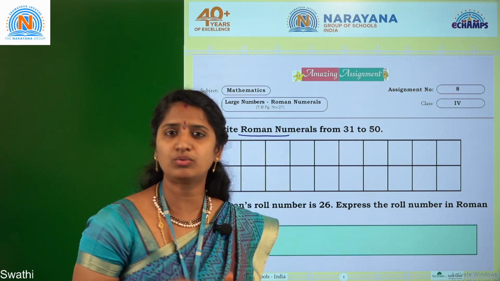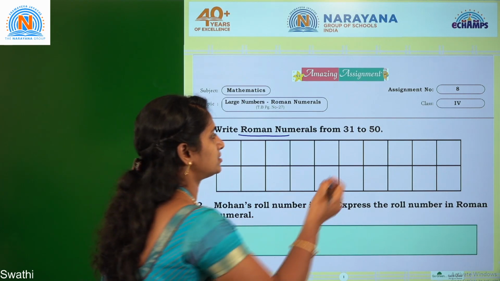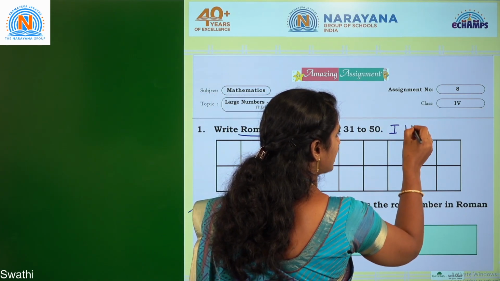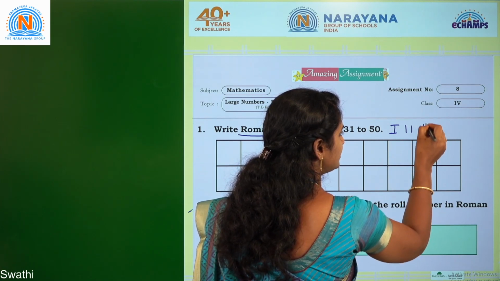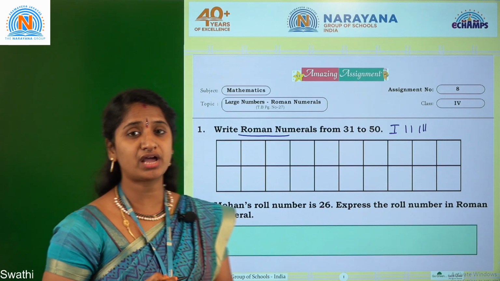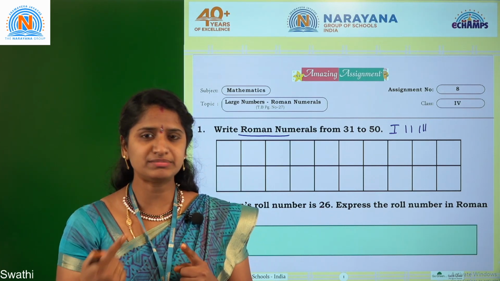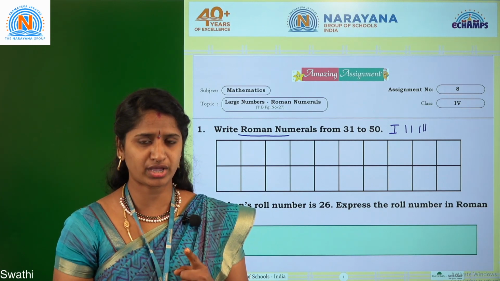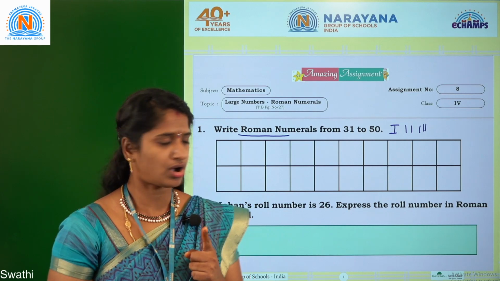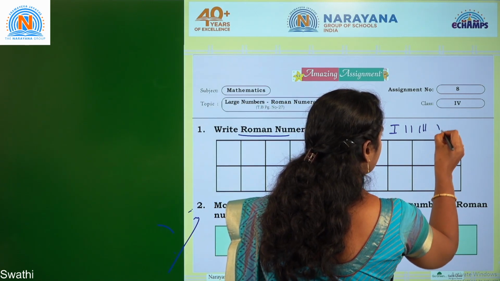So we know 1 is I, 2 is II, and 3 is III. What about 4? We have a rule: we should not repeat a single Roman numeral 4 times. We should not repeat more than 3 times. That is the reason we subtract 1 from 5.